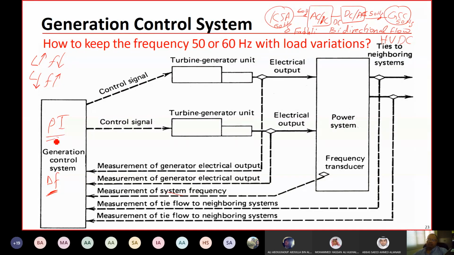So this PI controller will measure the deviation of the frequency and the deviation of the power flows, and then it will correct this by increasing the generation of the generation plants. It will send a control signal to allow more steam to the turbine, or decrease the steam to the turbine if you want to reduce the frequency. So this is the control loop, which is the automatic generation control.